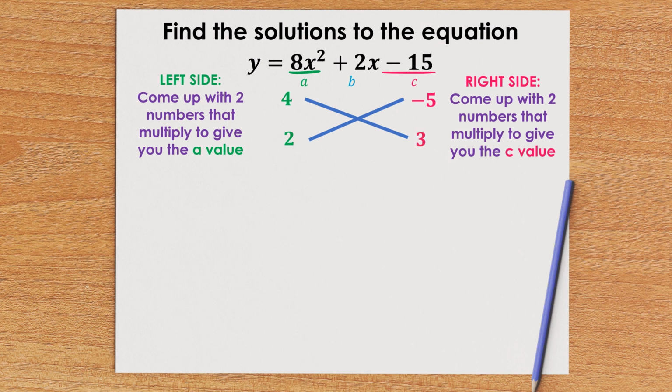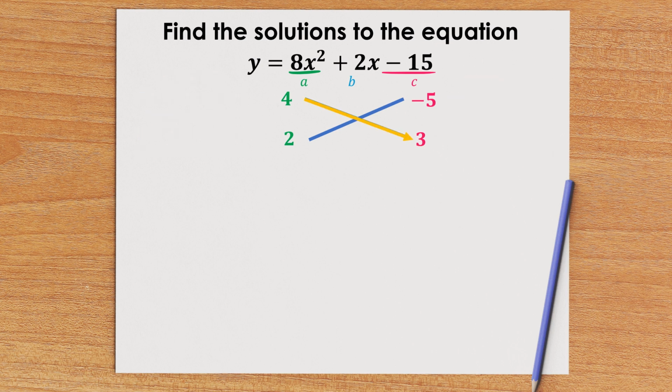The next step is to multiply the numbers on the diagonal and add them up. 4 times 3 is 12, and negative 5 times 2 is negative 10. When we add these two numbers up, we get positive 2. If these are the right numbers, the sum that we get will match the b value in our quadratic. Since our b term is also positive 2, we know that we've got the right numbers.